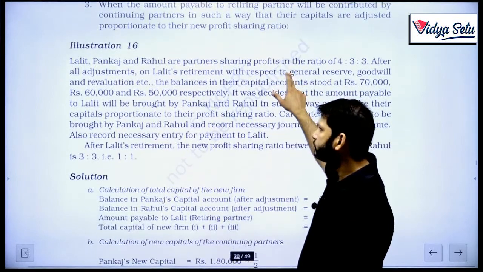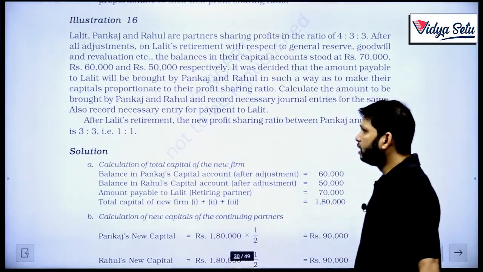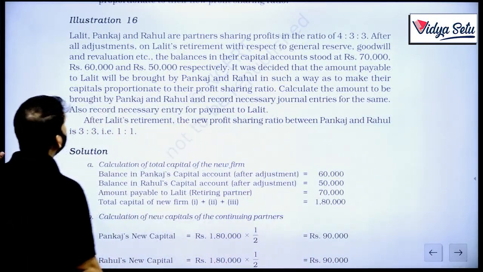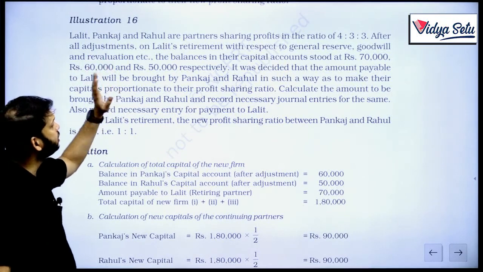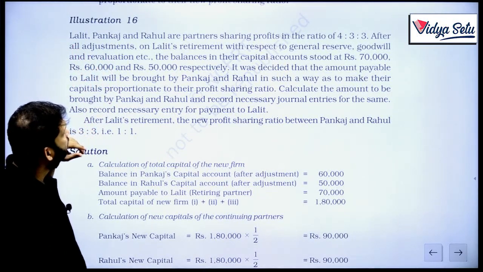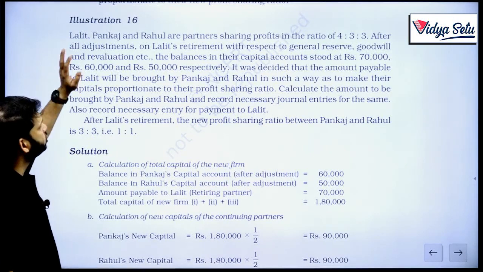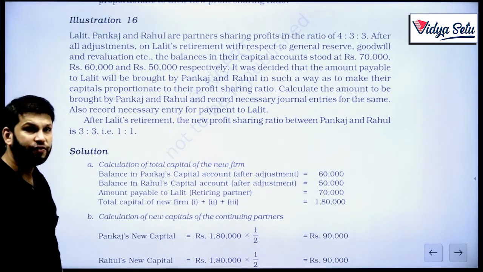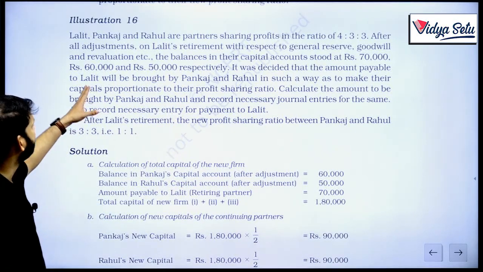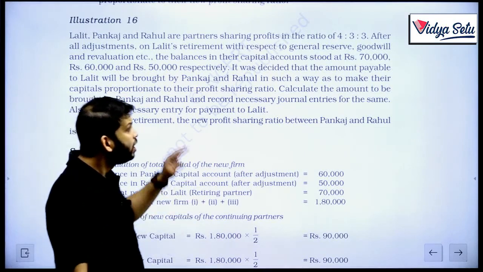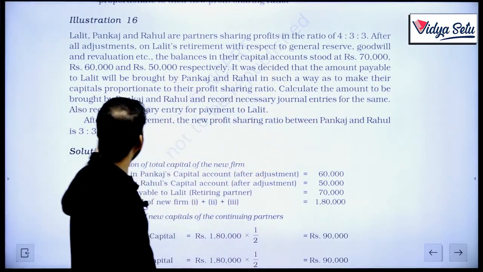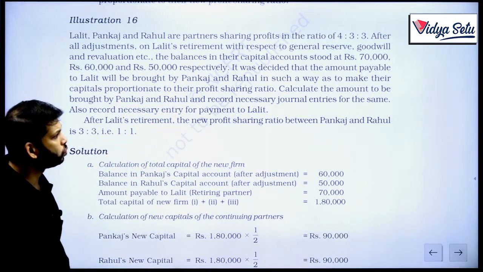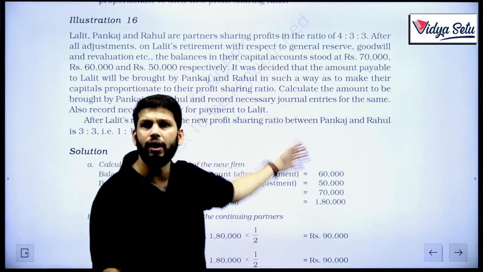Now, illustration 16, let's see. Lalit, Pankaj and Rahul are partners sharing profits in the ratio 4:3:3. After all adjustments on Lalit's retirement, the first one is retiring, with respect to general reserve, goodwill and revaluation, the balances in their capital accounts stood at 70,000, 60,000 and 50,000. It was decided the amount payable to Lalit will be brought in by Pankaj and Rahul in such a way as to make their capitals proportionate to the new profit sharing ratio. So what is happening? They don't want to part with the firm's money.